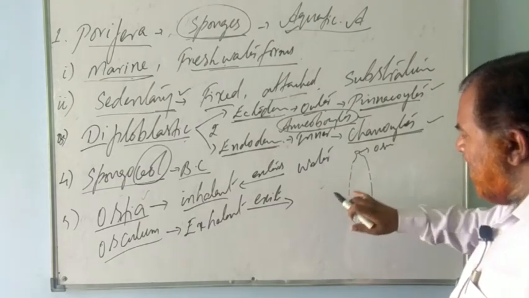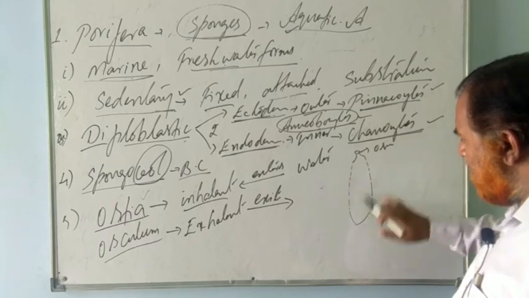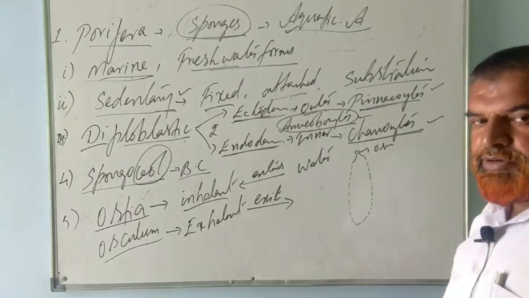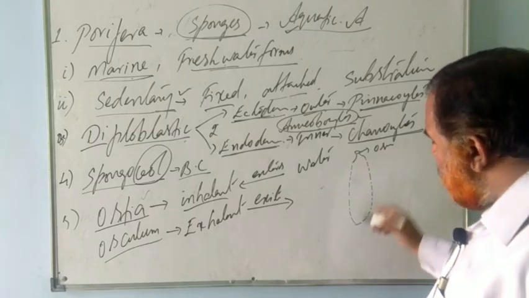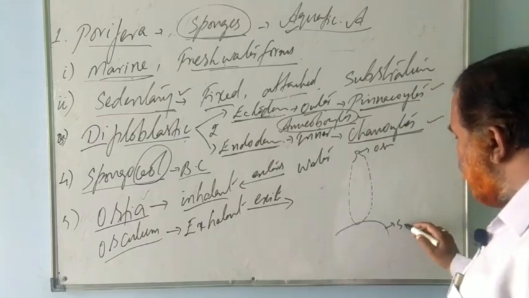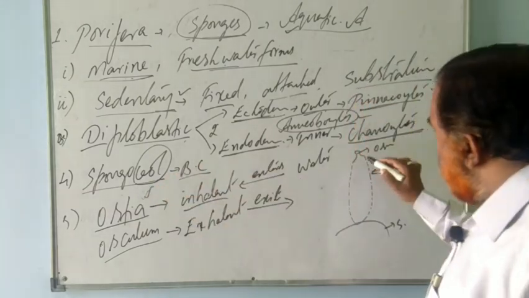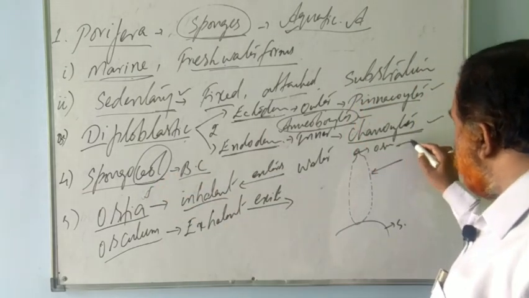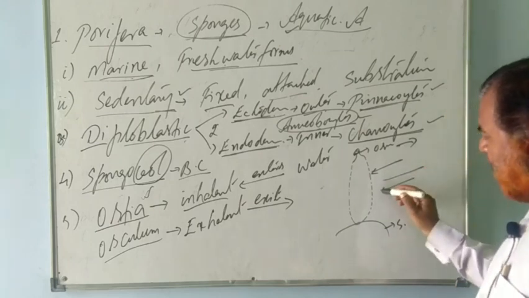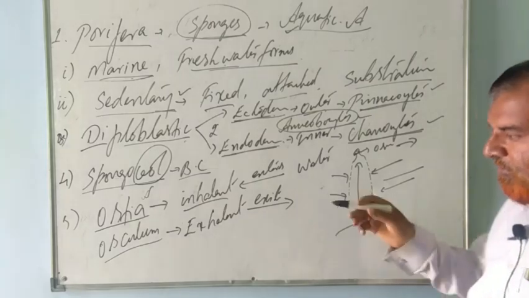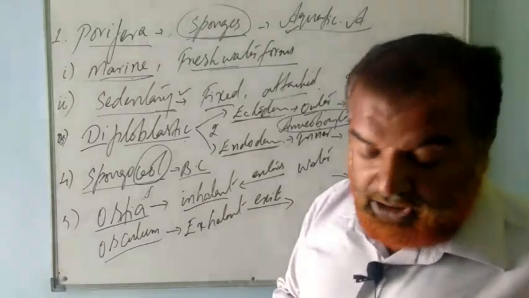We can't draw the mid diagram because of the lack of time in this online class. Fine, if you want, I will include it in other software. So this is the sponge. For example, this is a substratum, this is a sponge body. Inhalent pore, what is it? Ostia. Exhalent pore, only one, osculum. Water enters, water enters, water enters, and then water exits through one opening, that is known as osculum.